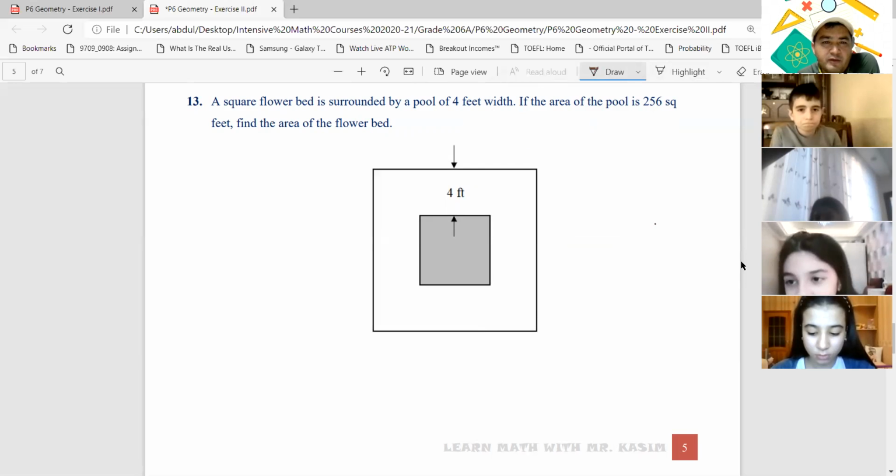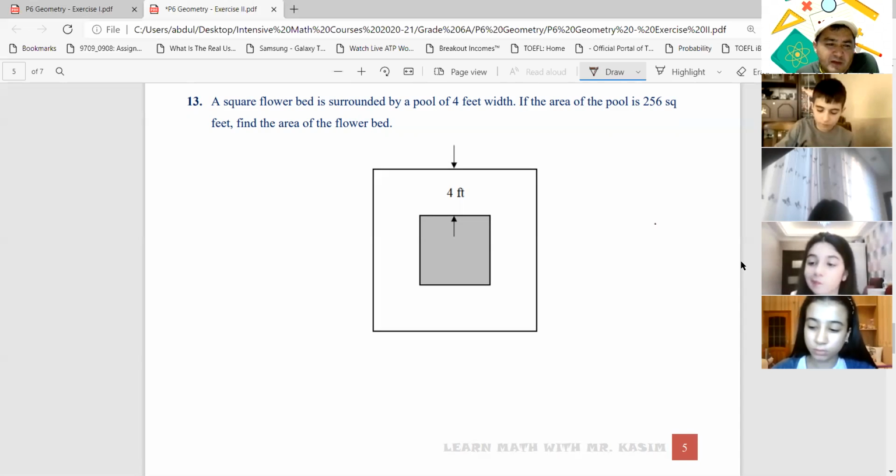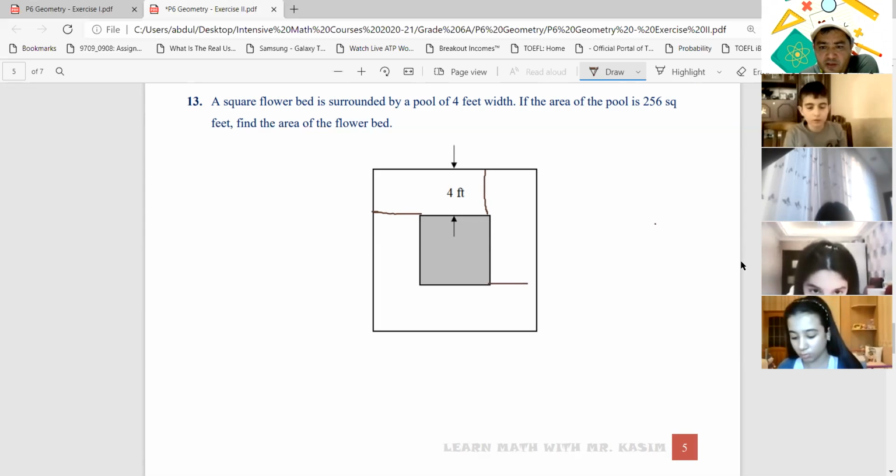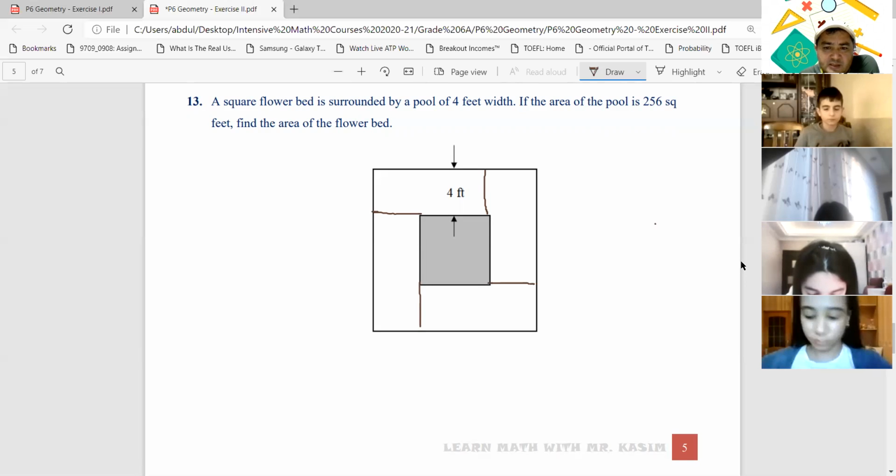Okay, so if you remember, how did you solve this? It says that the square flower bed. Flower bed means flower garden, right? Usually, if you visit parks, the flower garden is surrounded by some kind of pool. Anyway, surrounded by a pool of 4 feet width. If the area of the pool is 256 square feet, find the area of the flower bed. And in a different way, we can split this. Actually, I'm going to divide this in this way: from here, and from here, and from here, right? And all of these rectangles are identical, right?